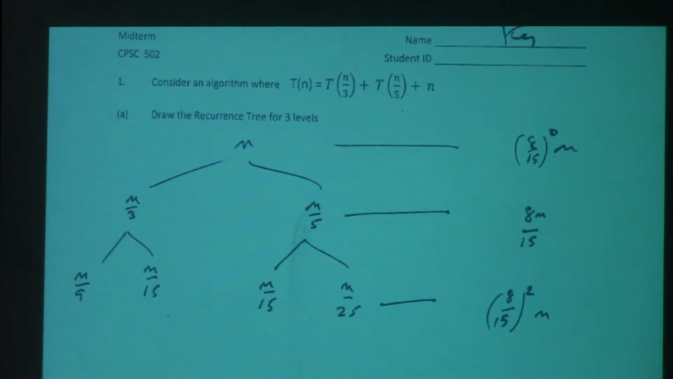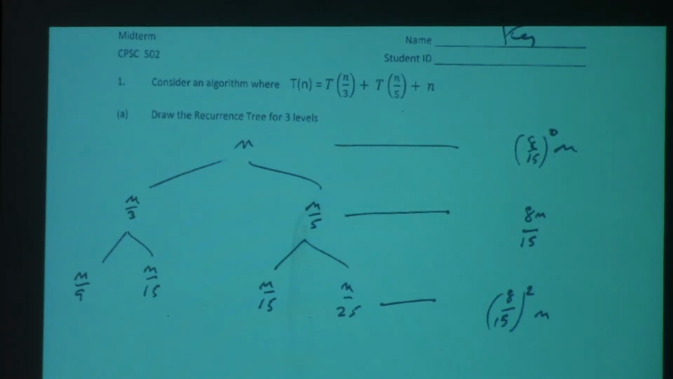I want you to solve the complexity for this tree using a geometric series. That's a big clue. You should be getting a geometric series. So basically we have 8/15 to the 0, 8/15 to the 1, 8/15 to the 2.